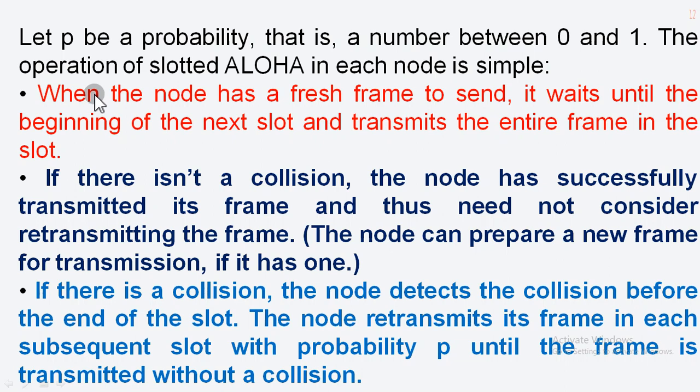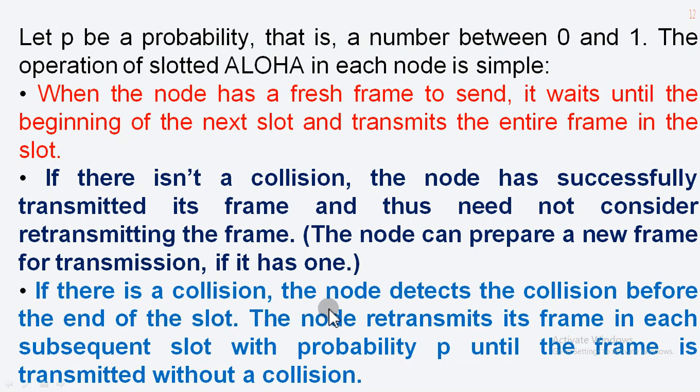If p is the probability, a number between 0 and 1, of course we know the operation of slotted ALOHA in each node is very simple. When the node has a fresh frame to send, it waits until the beginning of the next slot and transmits the entire frame in the slot. If there is no collision, the node has successfully transmitted its frame and thus need not consider retransmitting the frame.